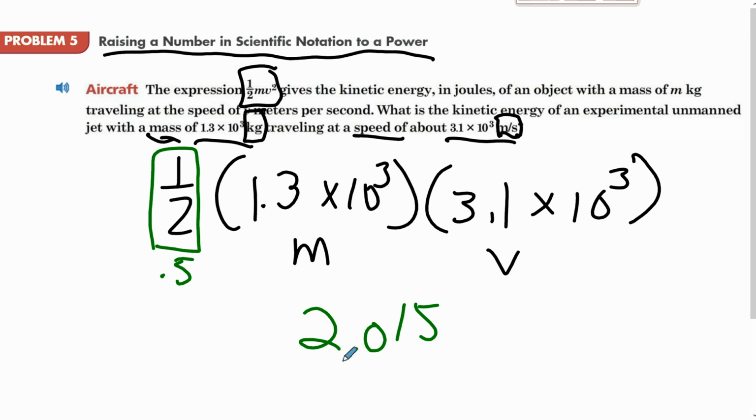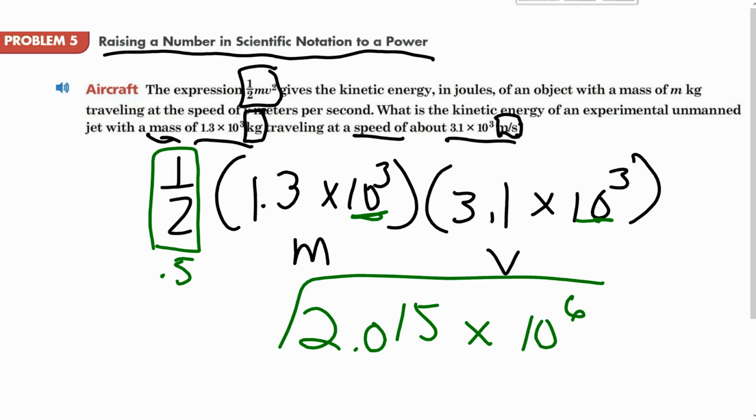So that's in scientific notation, right? Because it's between 1 and 10. And now we can go ahead. We have our same base here, so we can just add those exponents because we're multiplying all the way across. So times 10 to the 6. So there is our answer.